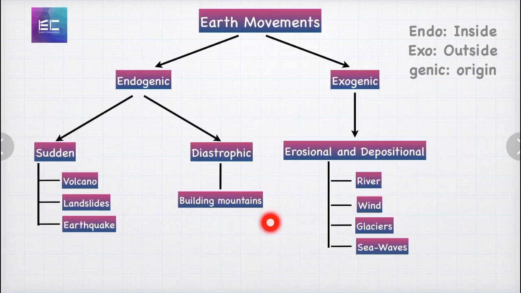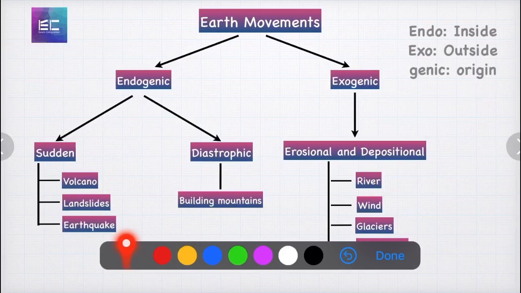Diastrophic forces are those forces that are caused in response to mountain mass, ocean mass, building mass, and so on. So, exogenic forces are the ones that act on the surface of Earth, and these are mainly erosional and depositional forces. These forces can be caused by river, wind, glaciers, and sea waves. We will study all four of these in detail in the later part of the chapter.